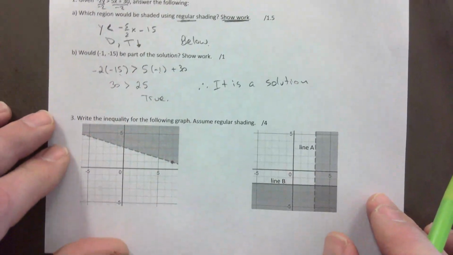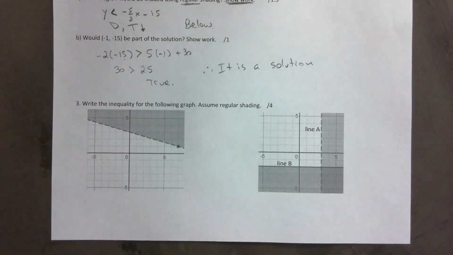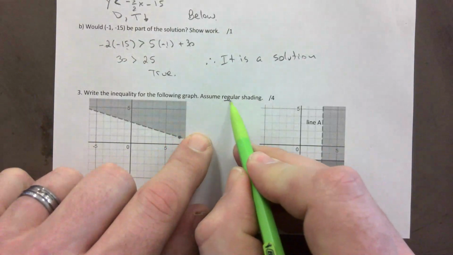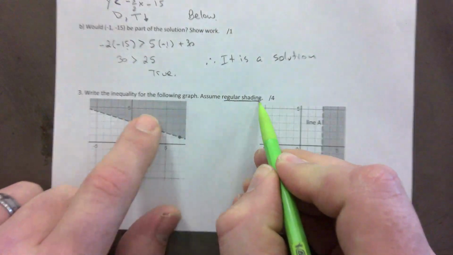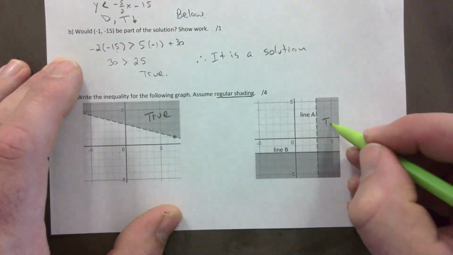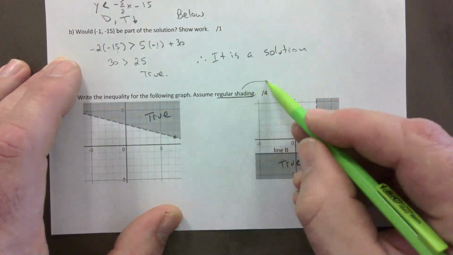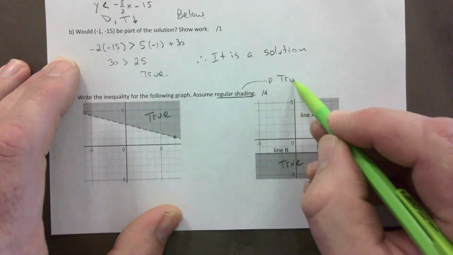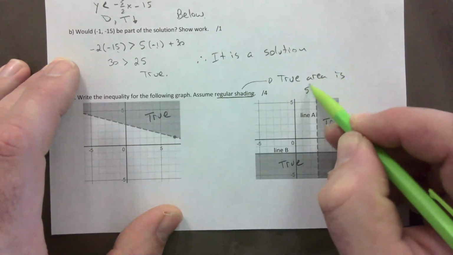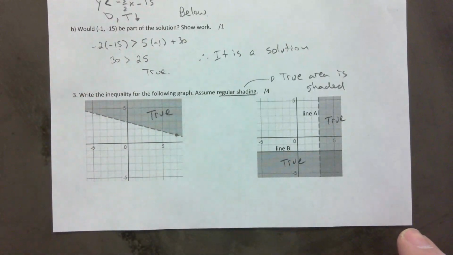There you go. All right, write the inequality for the following graph. Assume regular shading. That's actually important. If we're doing regular shading, that means that the shaded area is the true region, correct? Or solution. So regular shading, right? True area is shaded. That's what that tells you if it's regular shading.